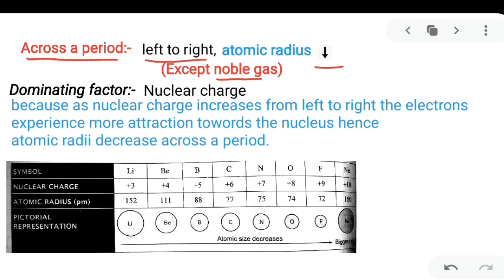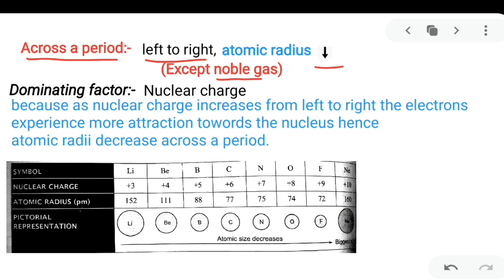Here, the dominating factor is nuclear charge, because in a period, always the number of shells remains same. So, the dominating factor here is nuclear charge. As we know, nuclear charge is inversely proportional to the atomic radius. When we move left to right across a period, the nuclear charge also increases. When nuclear charge increases, the force of attraction exerted on the valence electron also increases, so the atomic radius decreases.